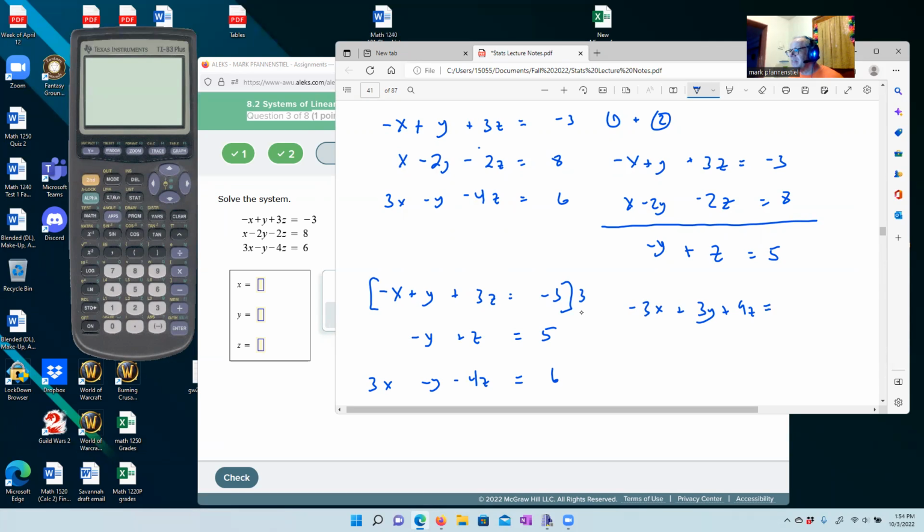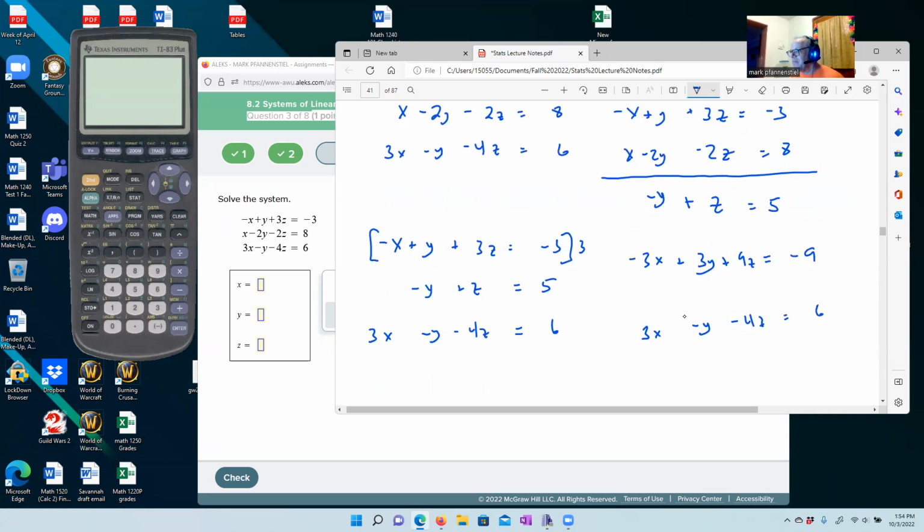And if you do them, that's fine. Just realize that I am more prone to make mistakes if I tend to go faster. So I'm trying to be good about not making mistakes here. So we have 3x minus y minus 4z is equal to 6.